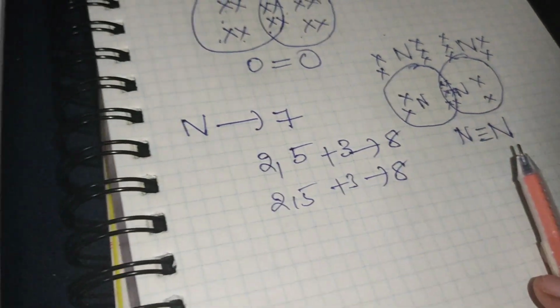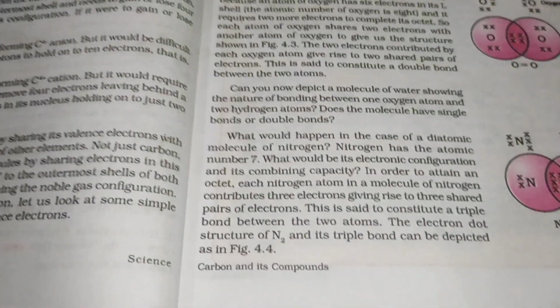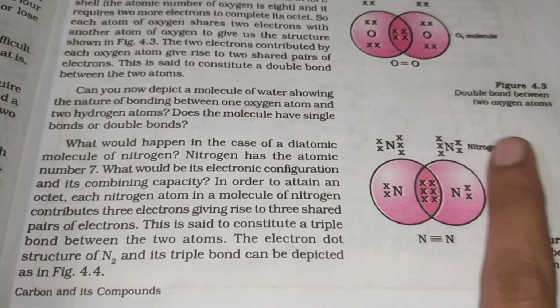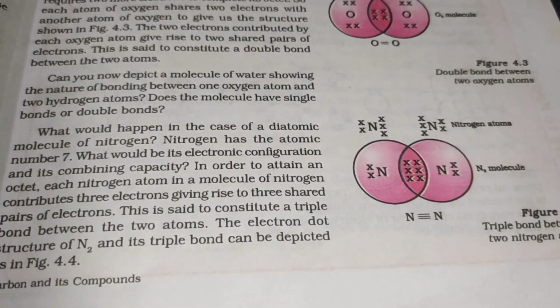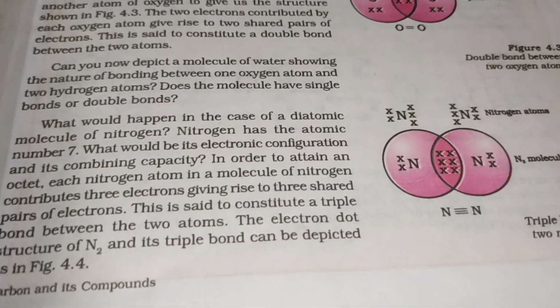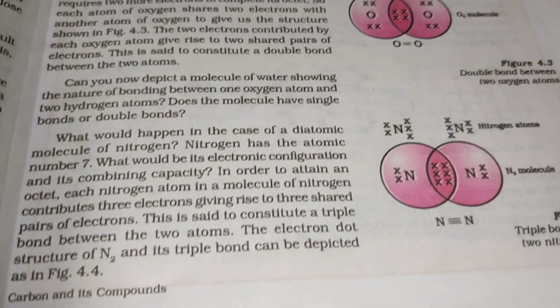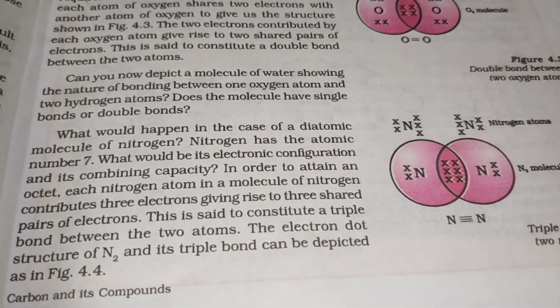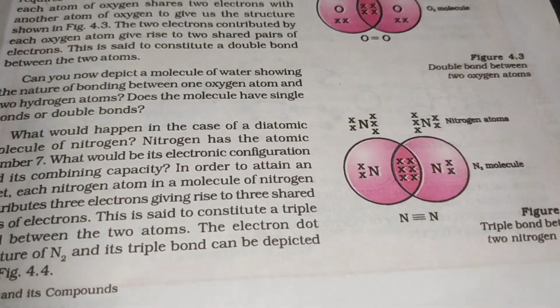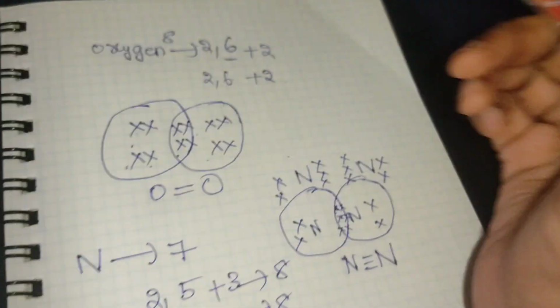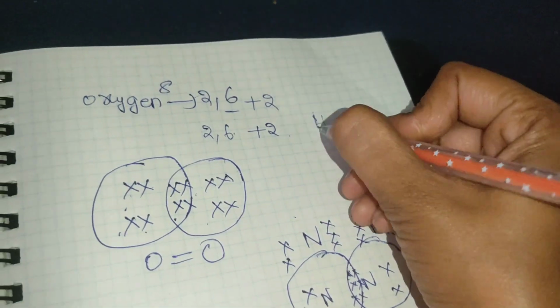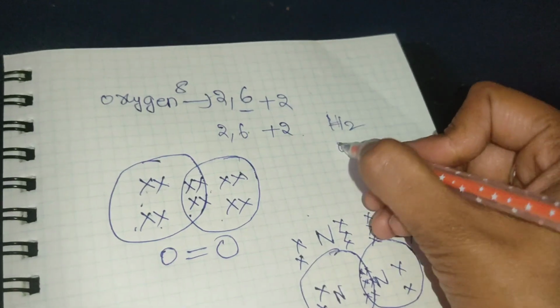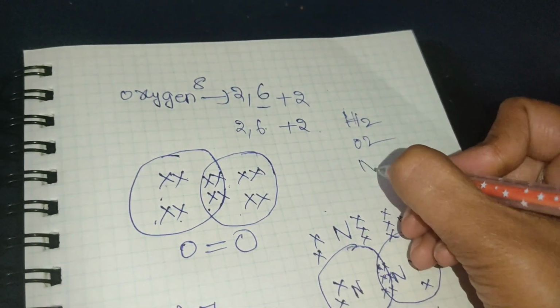It has a triple bond. So how many pairs of electrons is it sharing? That many bonds we have. One electron pair shared, single bond. 2 electron pairs shared, double bond. And 3 electron pairs shared, triple bond. If they ask, for example, for a single bond, hydrogen you can write, right? Hydrogen. Double bond, oxygen you can write. Triple bond, nitrogen you can write. So like this it forms the bond.